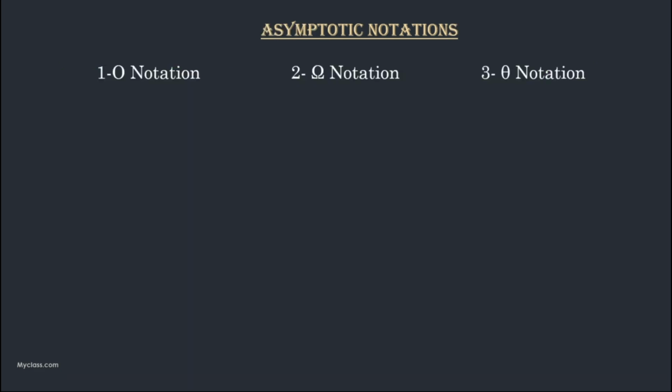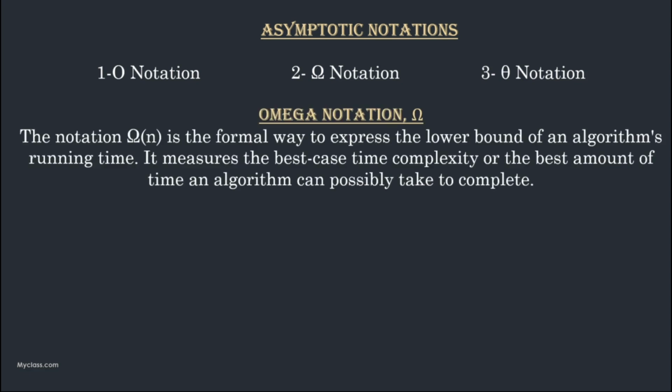Clear? Next notation, omega notation. The notation omega of n is the formal way to express the lower bound of an algorithm's running time. It measures the best case time complexity. The minimum time taken by an algorithm to get the output, or the best amount of time an algorithm can possibly take to complete. That means we want to bound our algorithm function by another function, notated with omega.